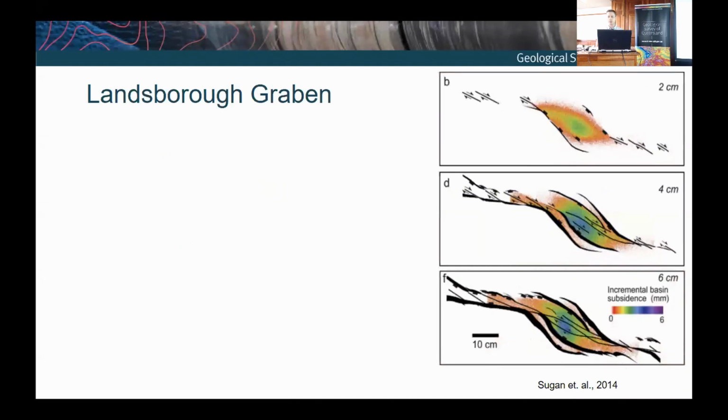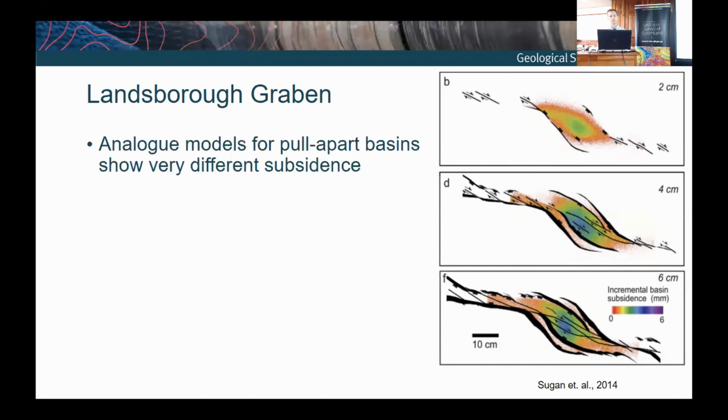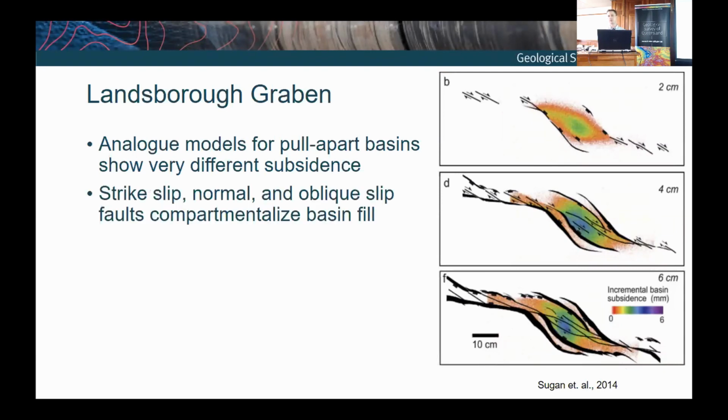But looking at some of these analog models, here's one by Sugan et al., looking at a dextral releasing bend. You can see this little pull apart basin forming there, and the cooler colours are more subsidence, so you can see higher subsidence in the middle. So this is very different from a half Graben model.